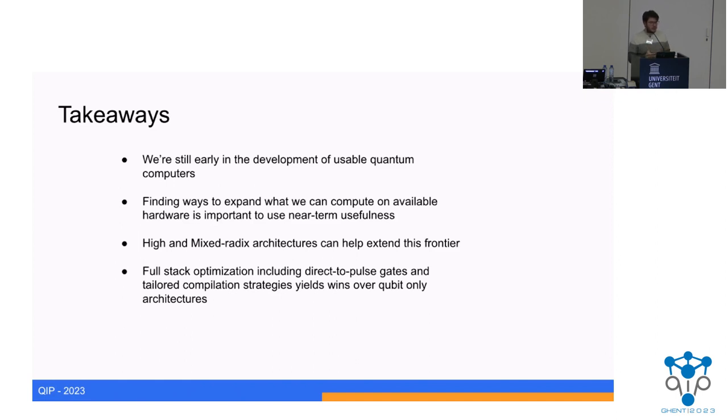So we are still early in the development of usable quantum computers. And so finding ways that we can expand what we can compute on whatever hardware is available to us from these cloud providers is important for near-term usability. And so high and mixed-radix systems architectures could help us expand this frontier, increasing the total possible computation that we can perform on limited hardware. And what we've shown in this sequence of work is that a full stack optimization, including direct-to-pulse gates and tailored compilation techniques, can yield wins over the qubit-only architectures that we have available to us now.